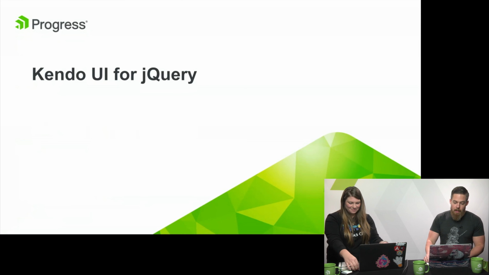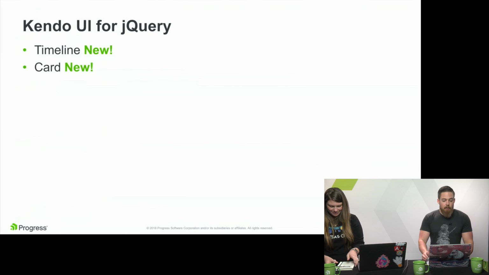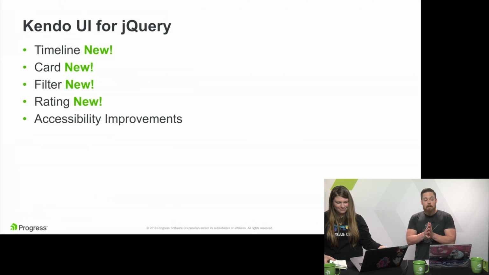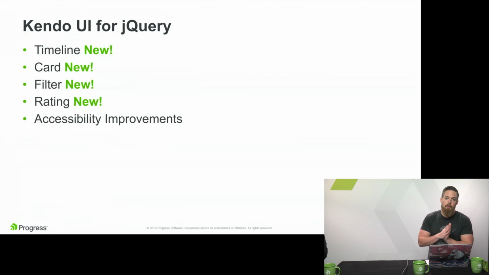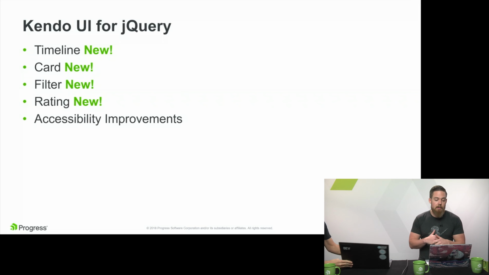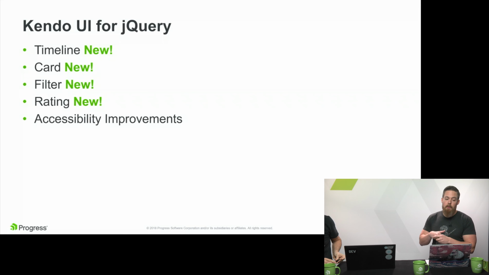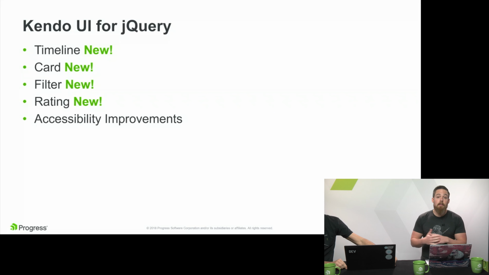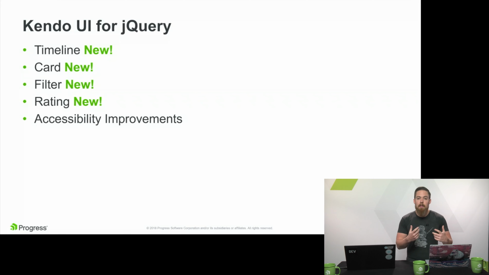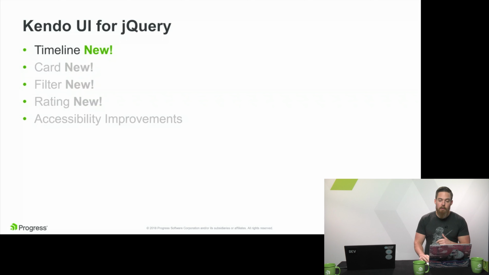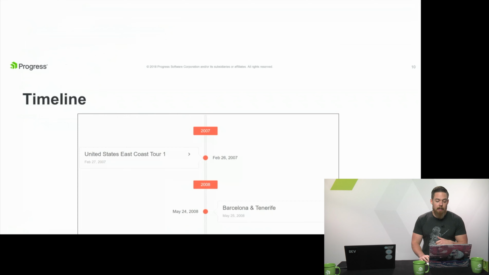Beautiful. Perfect. So with Kendo UI for jQuery, as I mentioned in the beginning of the session, we have a couple of new components, and they are all pretty exciting if you ask me. So we have the new timeline component, which is very unique, and I'd love to show off a little bit more about what that component is all about. We have the card component, the filter component, the rating component, as well as overall accessibility improvements. So rather than me just talk over this, let's jump into first talking about the timeline component and seeing what that looks like.